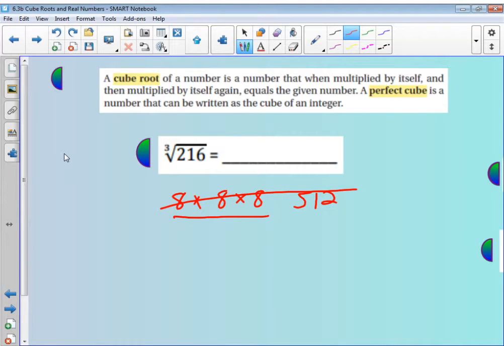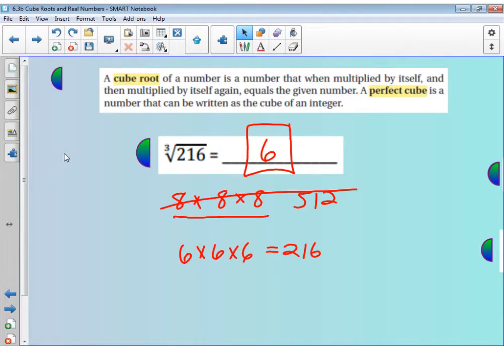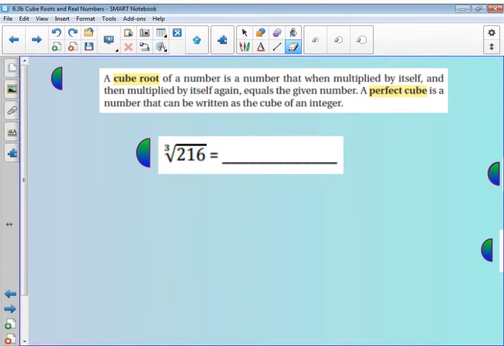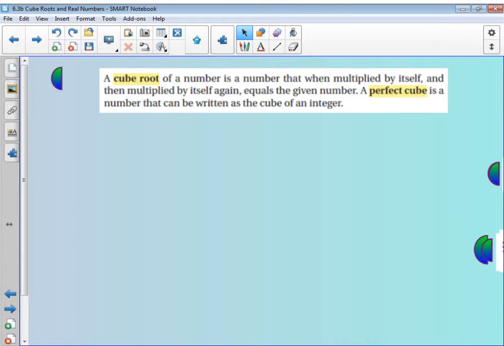So let's try 6. 6 times 6 times 6. When I do that, I get 216, and that's what I needed. So the cubed root, or the 3rd root, of 216 is 6. Okay, so 6 to the 3rd power is the same as the 3rd root of 216. But we're going to give the answer as just what number times itself 3 times would give us 216. Okay, so let's try some more of these.